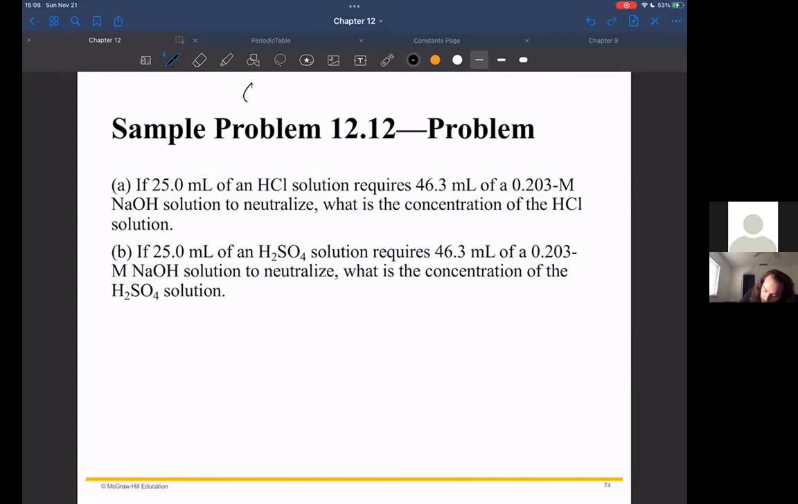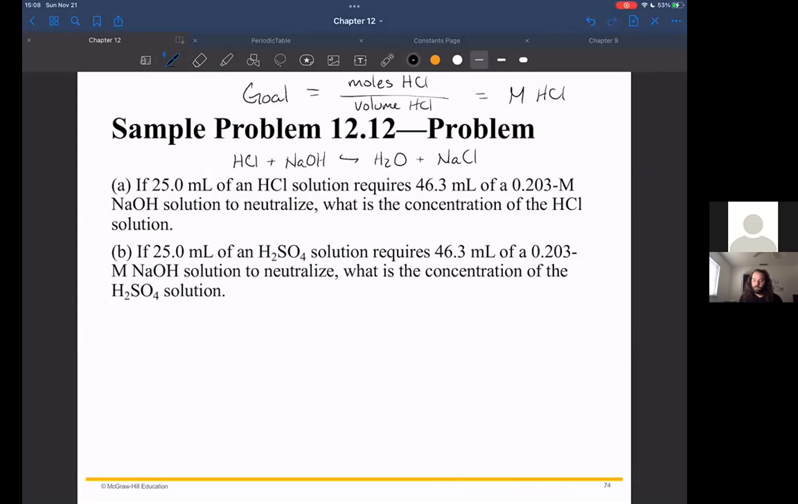So my goal is to find moles HCl, and then I can divide that by the volume of HCl. This would give me molarity of HCl. Again, before I can do that, I need a balanced chemical equation. HCl plus NaOH gives me H2O and NaCl. Now you're going to start with what you know, which is the concentration of base and the volume of base that you added.